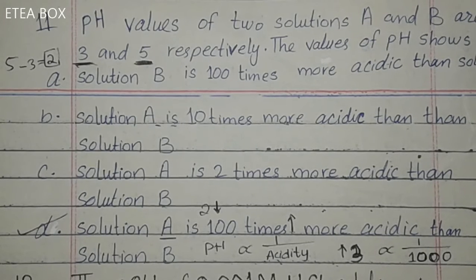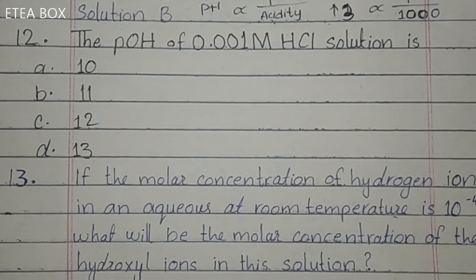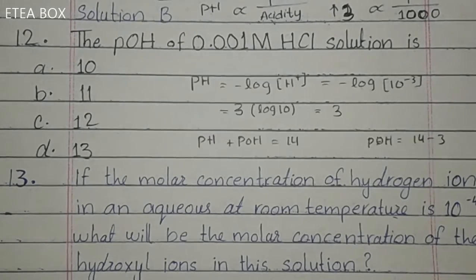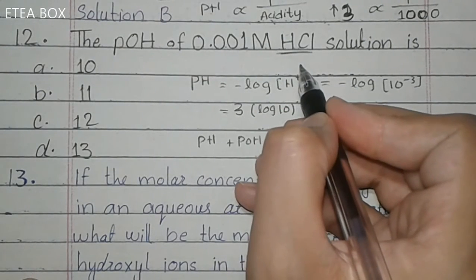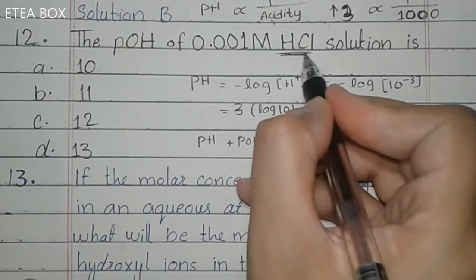Now look at the next MCQ. pOH of 0.001 molar HCl solution is. Now here we know that given is HCl acid, so first we have to find the pH.